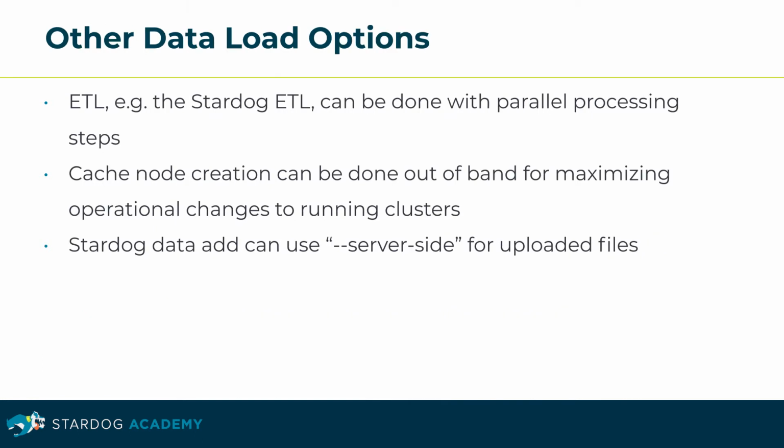Now, there are other options for loading data into a system. The first one is your typical ETL pipelines, for extract, transform, and load. Stardog offers a specific one, Stardog ETL, currently based off of Apache NiFi, which can be done with parallel processing steps. Additionally, if the target architecture includes a cluster with the cache node feature, cache nodes can be loaded out of band for minimizing operational changes to running clusters.